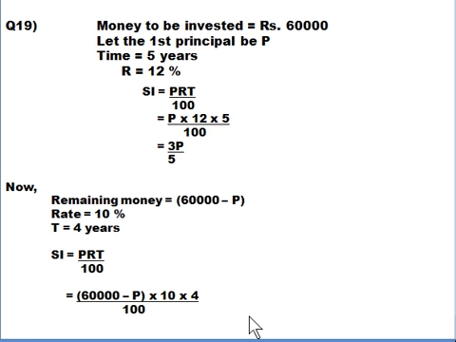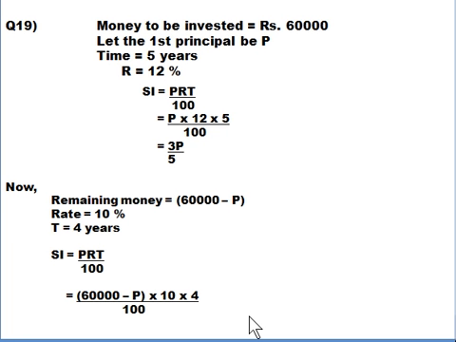Moving ahead on to question number 19. Kindly see the question in the book. Question number 19 in your textbook says a part of rupees 60,000 was invested at 12% per annum for 5 years and the rest of it was invested at 10% per annum for 4 years. If the total interest earned was 27,000, find the sum of money invested at each rate.